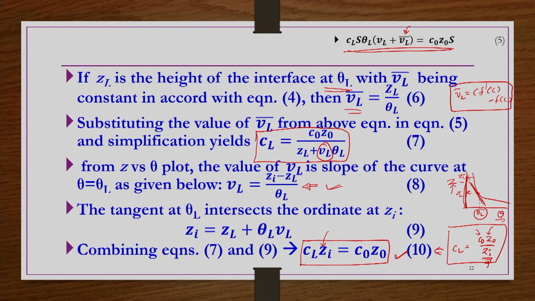Then one can know V L as well from equation number 8. What we understand from equation number 10 is that from the Z versus theta plot at any theta L, which is the time required for this layer to reach the interface, if you draw a tangent to this Z versus theta curve, whatever intercept Z I is there, you can substitute here and find C L. Then if you substitute this C L back in either equation number 7 or equation number 9, you can get V L as a function of C.